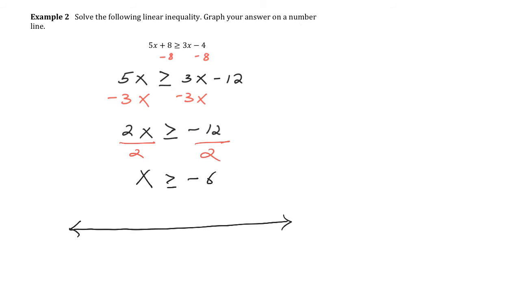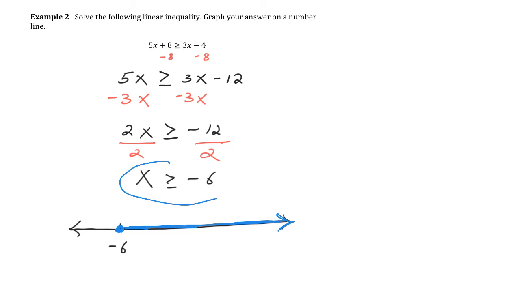I'm going to just put, this time, only negative 6 on here. And I'm including negative 6. And I want to choose stuff that is greater than or equal to negative 6, which means I'm going in this direction. So I'm going to shade this side of the number line. So this is a visual way to represent the answer.